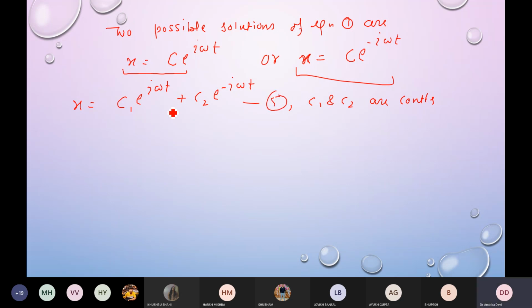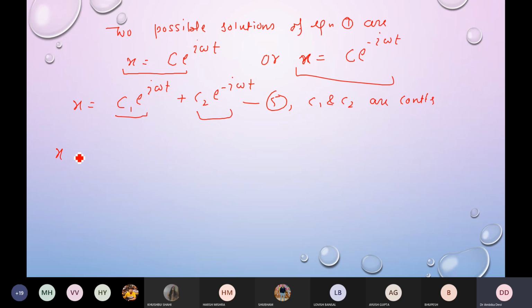Okay, so this equation could be further written because we know the values of exponential iota omega t and exponential minus iota omega t. If you have studied complex numbers in your earlier classes, you might know that exponential iota omega t is equal to cos omega t plus iota sin omega t, and exponential minus iota omega t is equal to cos omega t minus iota sin omega t, right? So we can expand it in terms of sine and cos omega t.